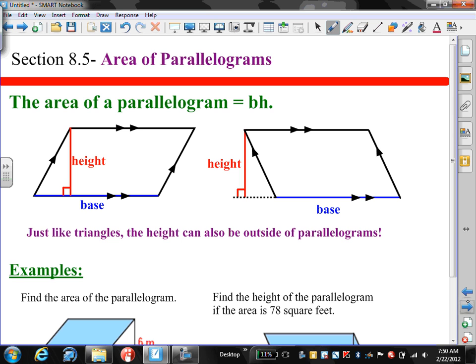All right, the last thing we're going to take a look at is parallelograms. The reason why we did squares, rectangles, and parallelograms all together is because they all follow the same formula. The area of a parallelogram is base times height. Once again, dimension times dimension.